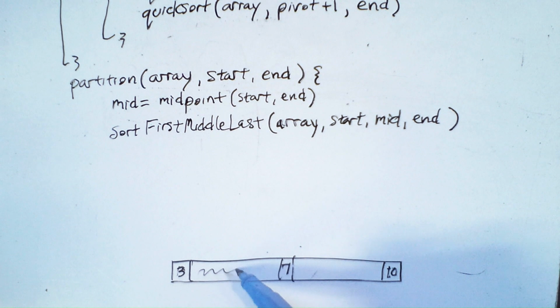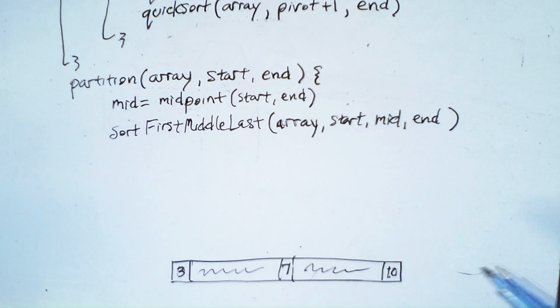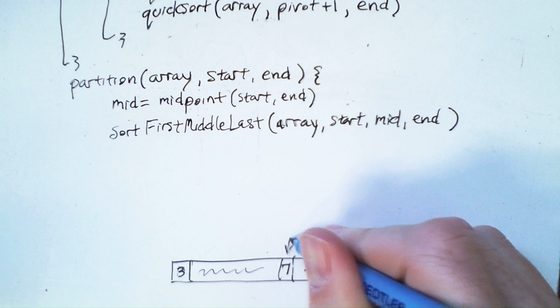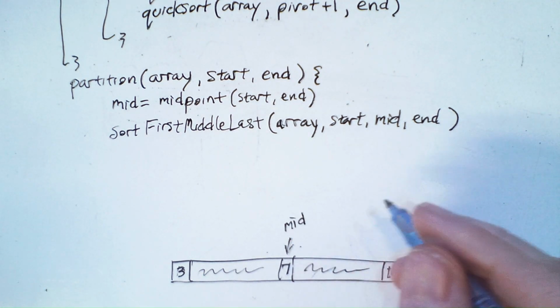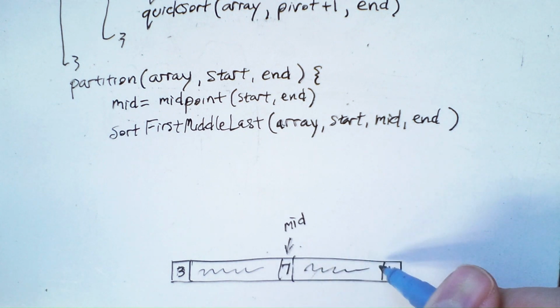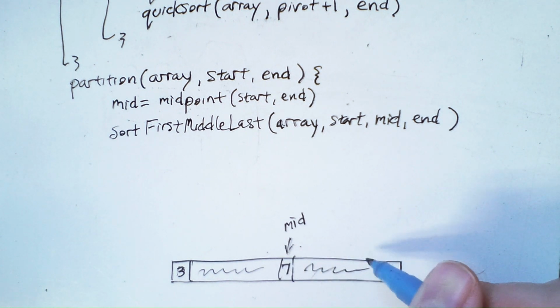There's still other elements between those that could be anything, but I know that those 3 are in order. And more importantly, this index is still the midpoint. So what I'm going to do with that is move this element near the end of the array for safekeeping.